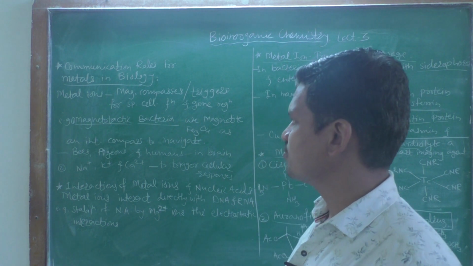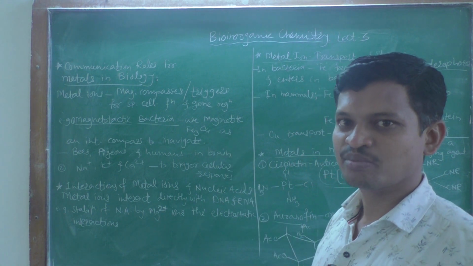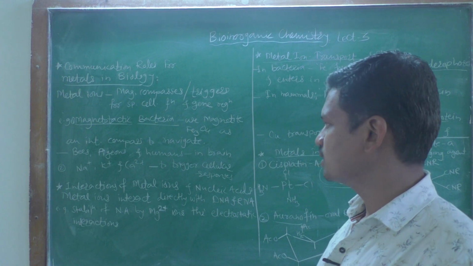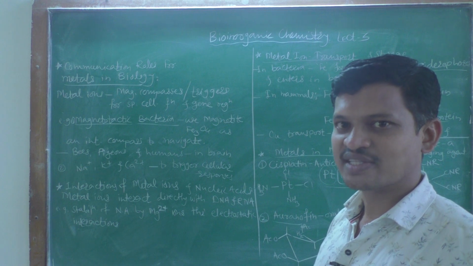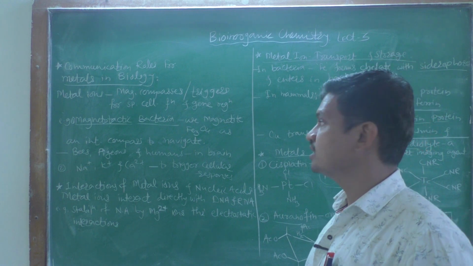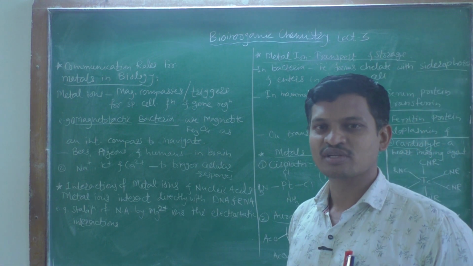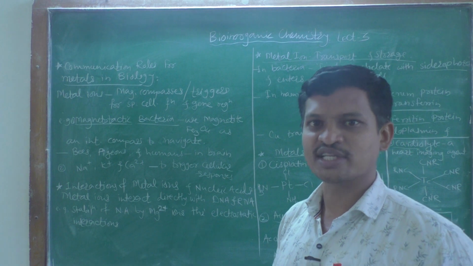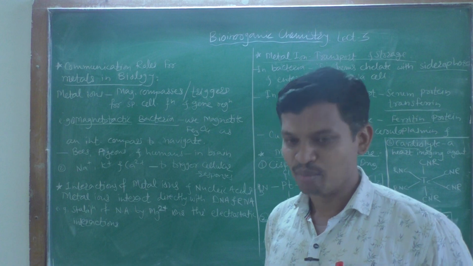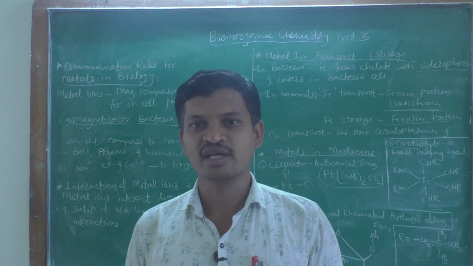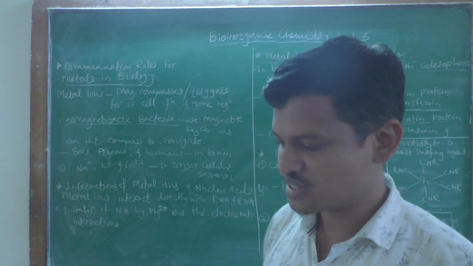In this lecture we have learned about different metal ions in the communication system of organisms, then interactions of different metal ions with nucleic acids such as DNA and RNA. Then the next point was transportation of these metal ions, which proteins are used for the transportation and storage of these metal ions. And the last point was metal ions in medicines, or biomedical applications of these metal ions. So this is all about today's lecture.